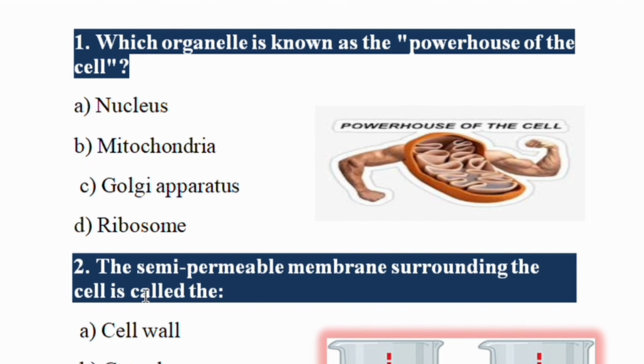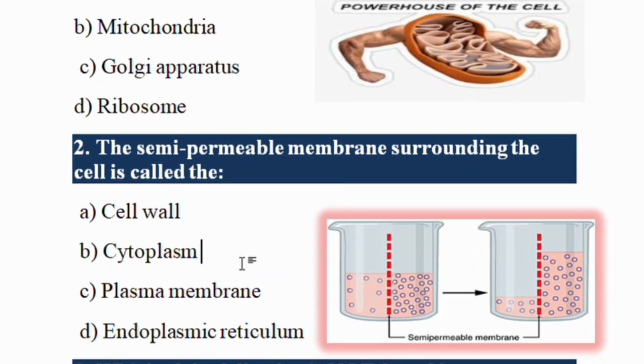The semi-permeable membrane surrounding the cell is known as? Options are cell wall, cytoplasm, plasma membrane, and endoplasmic reticulum. The right answer is plasma membrane.